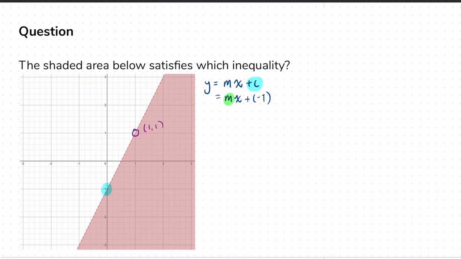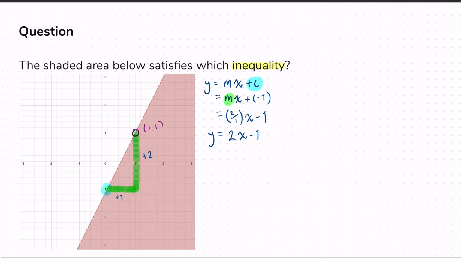Now to get over to (1, 1), how do I do it? Well, I make a little triangle where I go across, and then I go up. So my run is 1, and my rise is 2. So rise over run, 2 over 1, x plus -1 simplifies to -1, and 2 over 1 is equal to 2. So as an equation, that dotted line would be y equals 2x minus 1, but it's not an equation, right? It's an inequation.